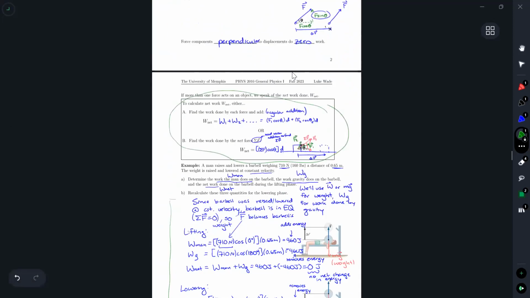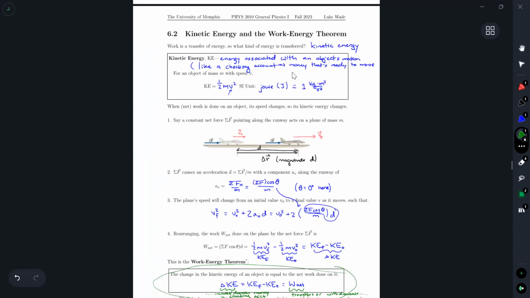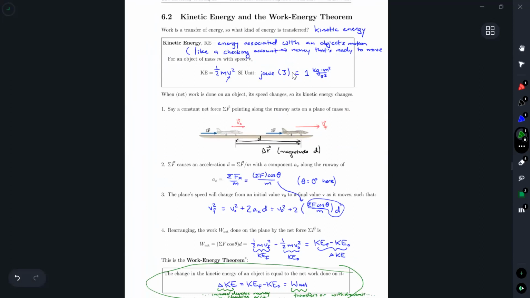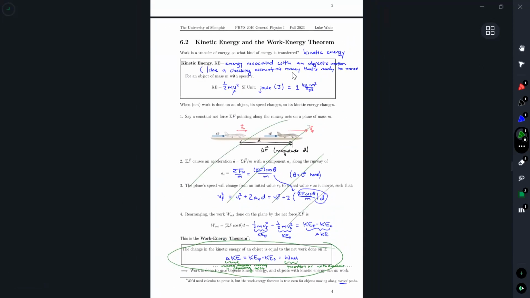So definition of work, definitions in general are also a good thing to write down in case you forget what is kinetic energy, what is work. You don't need the derivation of it.